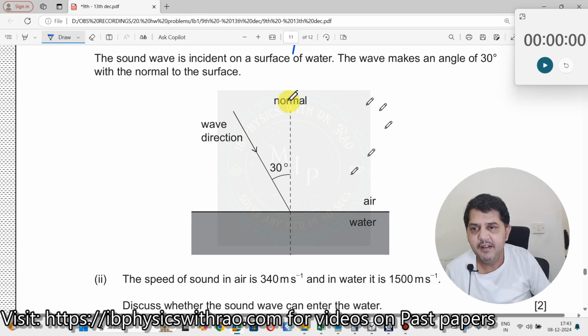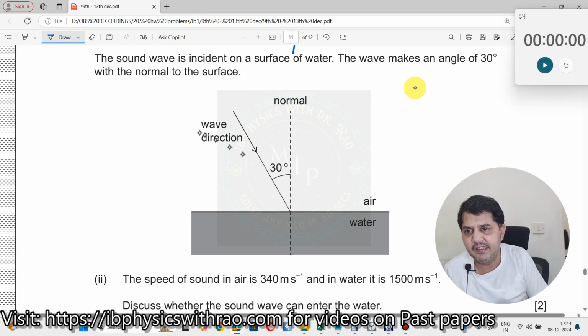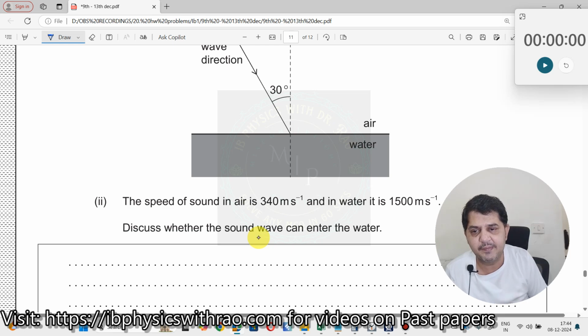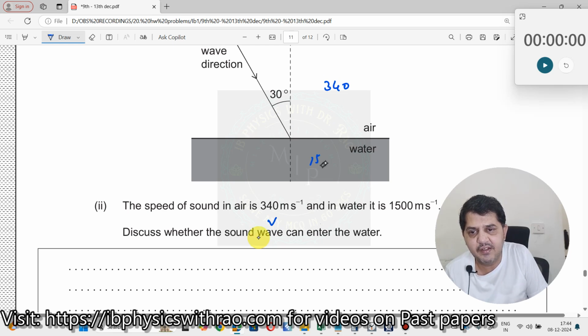Then the sound wave is incident on the surface of water. The wave makes an angle of 30 degrees with the normal to the surface. It's incident here, normal is here, 30 degrees is here. The speed of sound in air is 340 meters per second. This is v here. In water, it is 1500 meters per second. Which means this is 340, and this is 1500.